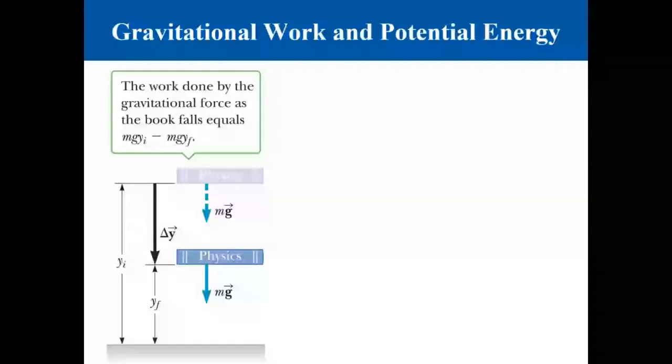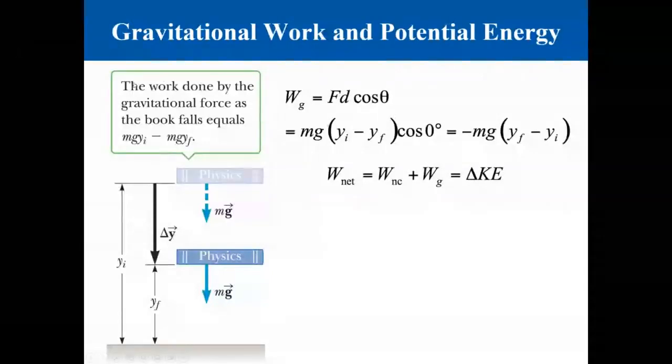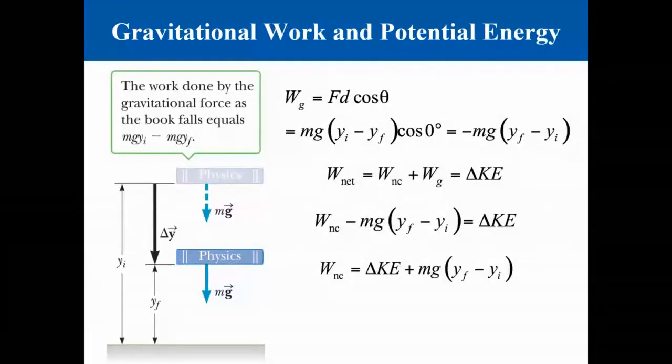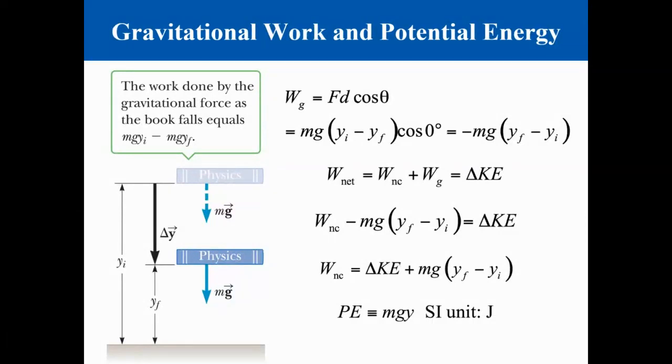And again, when we're applying the net work, because gravity is a conservative force, we know the net work is equal to your non-conservative part plus your conservative part. In this case, it's going to be gravity. So that's in essence all it is. We can also connect the gravitational work and gravitational potential energy. That's essentially the same thing. Taking it further, your non-conservative work will be equal to the change in your kinetic energy plus the change in your potential energy. And your potential energy is typically mgh or mgy. Obviously, we know it's y, in the vertical direction. So this is not new to you.